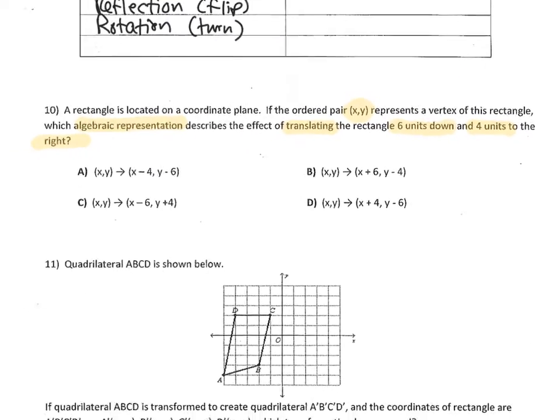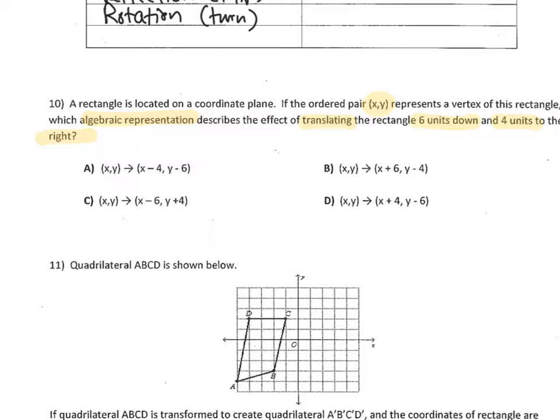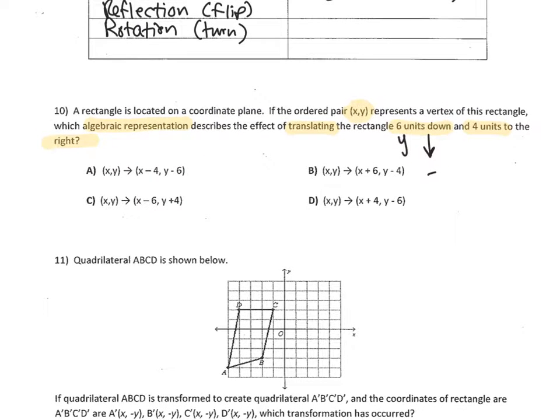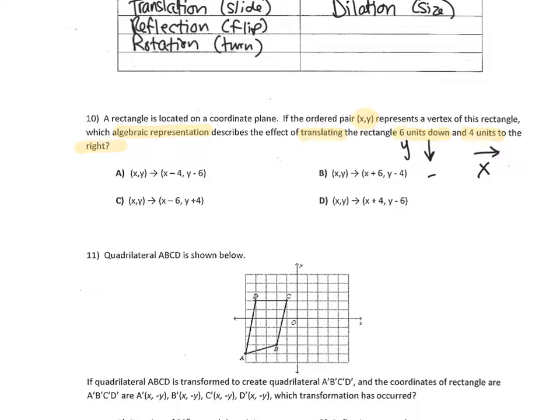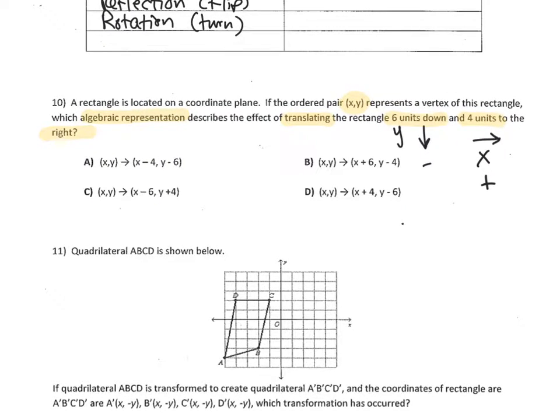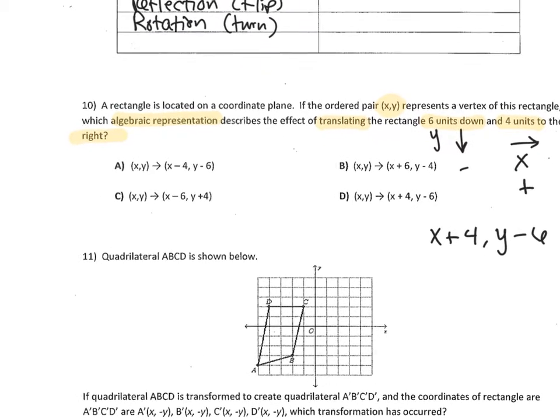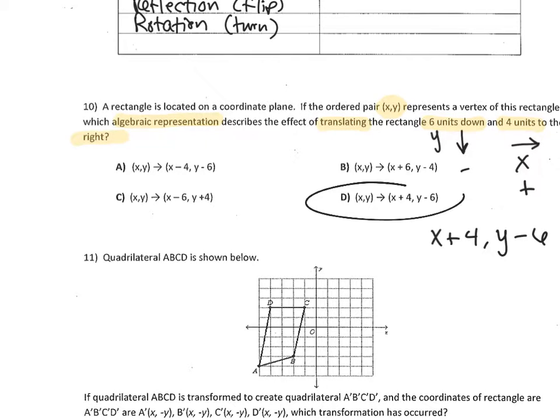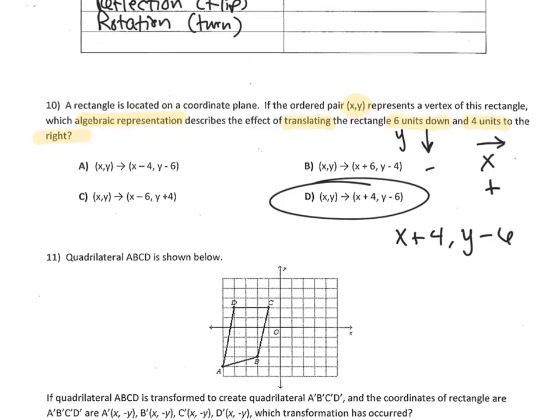So this is what I was talking about. Sometimes they'll give them to you, they won't give you x first, they may give you y first. So that 6, that's talking about your y-axis. And if we go down on the y-axis, those are our negative numbers. And then the 4 units to the right, that's talking about your x-axis. If we go to the right, that's our positive numbers. So we should have something like x plus 4 and y minus 6, which should be D.